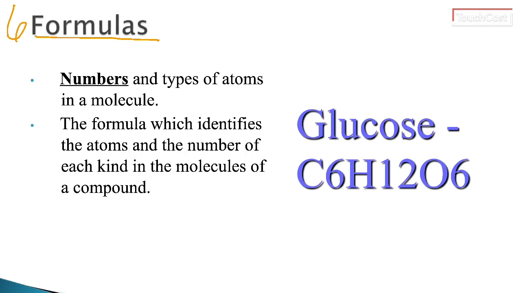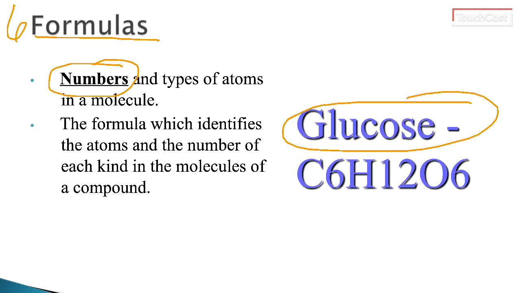Alright, now we're on number 6, which is what are formulas. Formulas are numbers and types of atoms in a molecule. The formula identifies the atoms and the number of each kind in the molecules of a compound. So this is an example of a formula. Now this one is actually kind of poorly written.